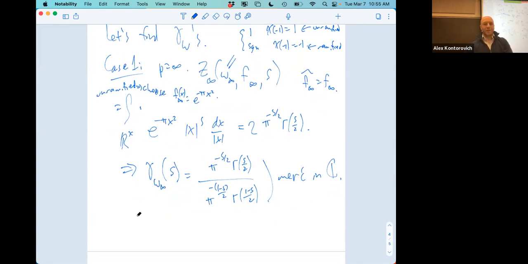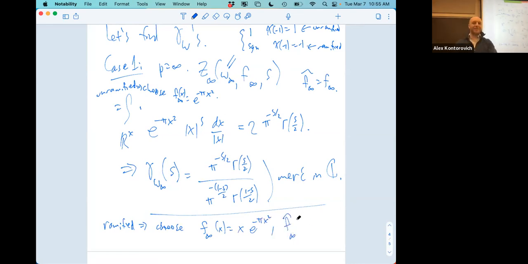What if it is ramified? So what if we're at the infinite place but ramified? If ramified, in other words, chi is odd, I have chi of -1 is -1. I choose f infinity of x to be x times e to the minus pi x squared. Anybody know what f hat is? I did tell you last time. Is it i or minus i? I think it's i. Either way, yes, that's right.